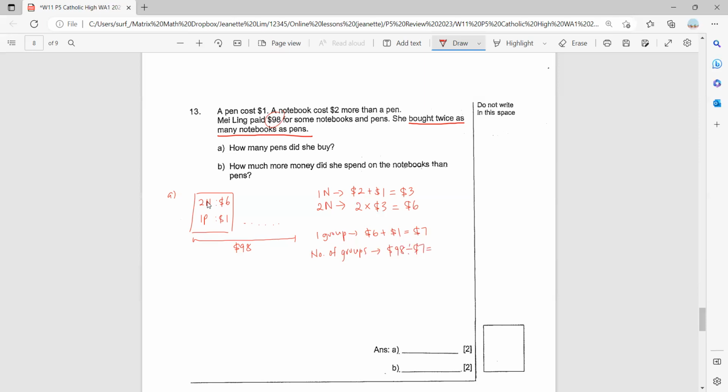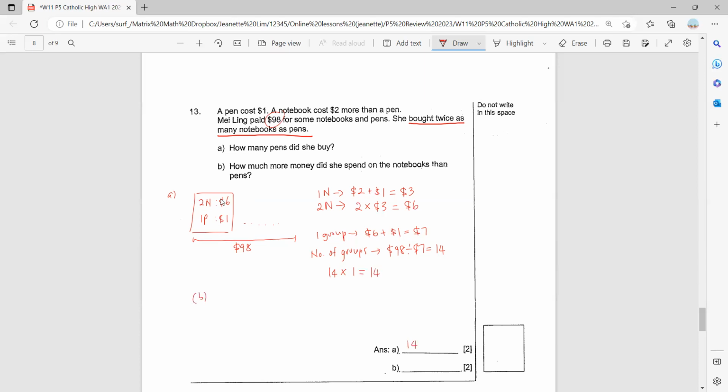Okay, so 98 divided by 7 will give us 14. 14 groups. What's the question asking for? How many pens did she buy? So each group has 1 pen, so 14 times 1 equals 14. So the answer is 14 pens.